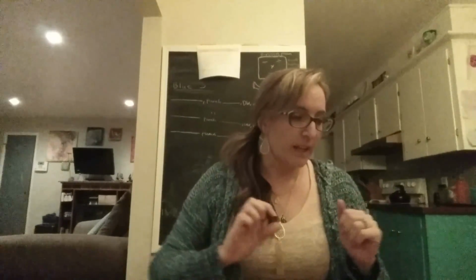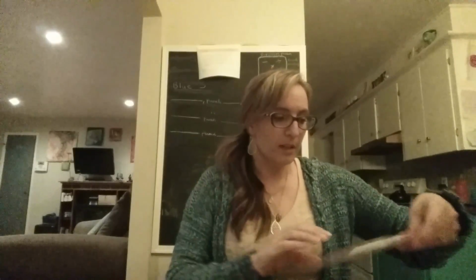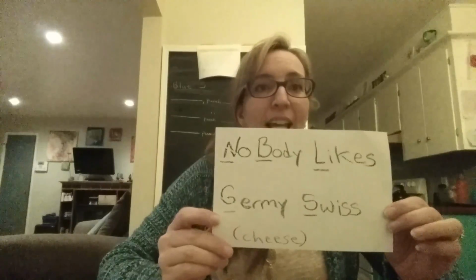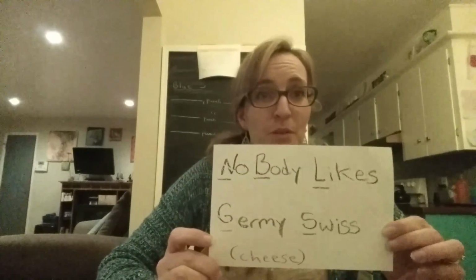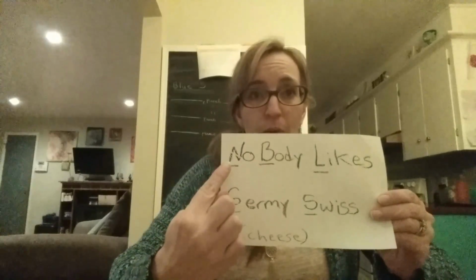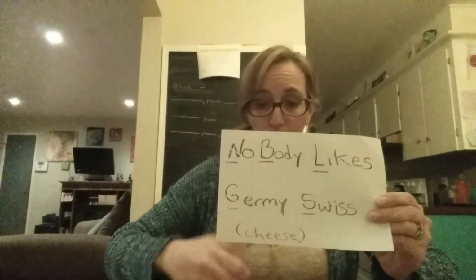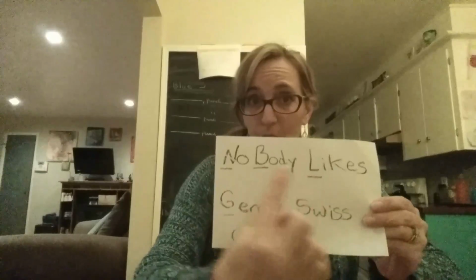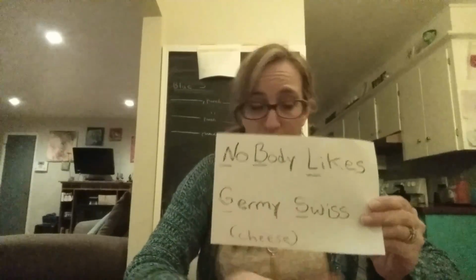Our geography is from CC user Erin Hutchinson, and she came up with a really fun little mnemonic device to help us remember. Nobody likes germy Swiss cheese, to help us remember Central Europe. So N for Netherlands, B for Belgium, L for Luxembourg, G for Germany, S for Switzerland.